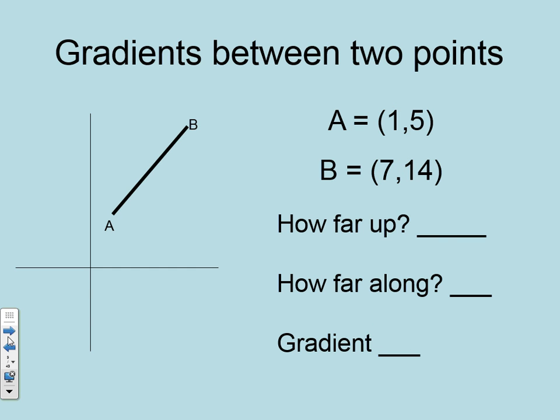And the last one of my examples, this one here has gone up 9. 14 take away 5 is 9. 7 take away 1 is 6. So we've got to do 9 divided by 6.